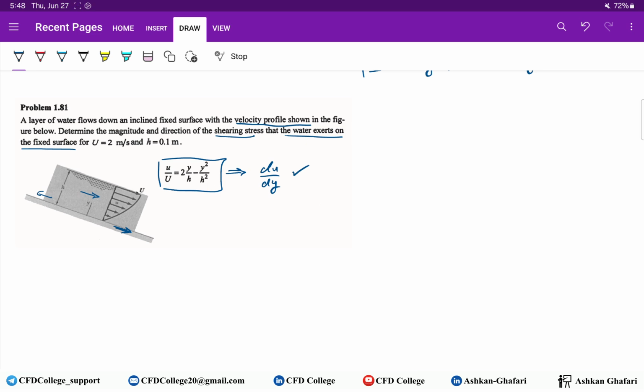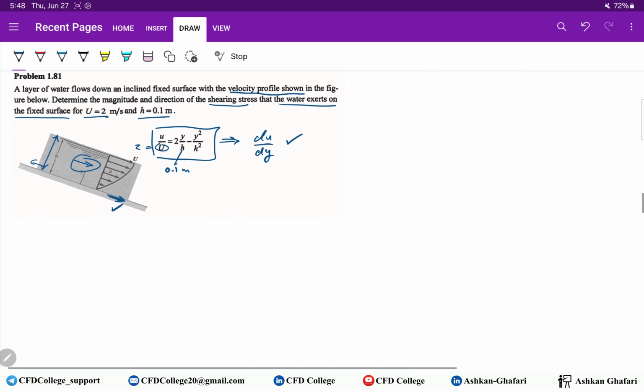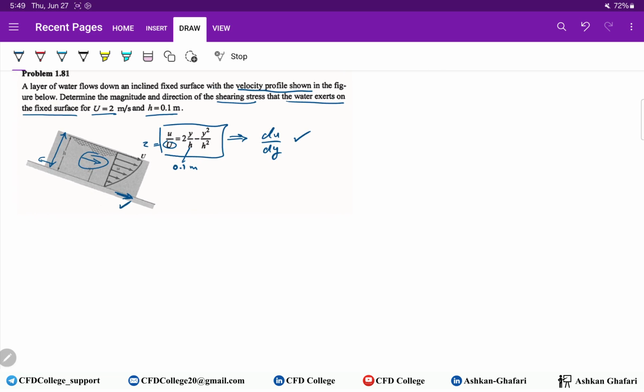The shear stress that acts on the fixed surface is parallel to the flow, to the movement direction. So this is the direction. We know U, capital here, is 2, and H is 0.1 meter. This is the H. So we know the direction. Now we should find the magnitude.